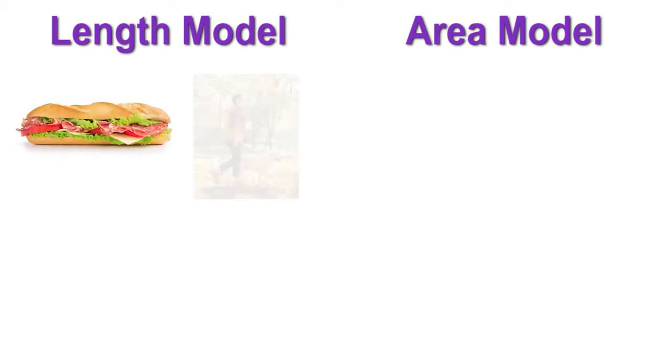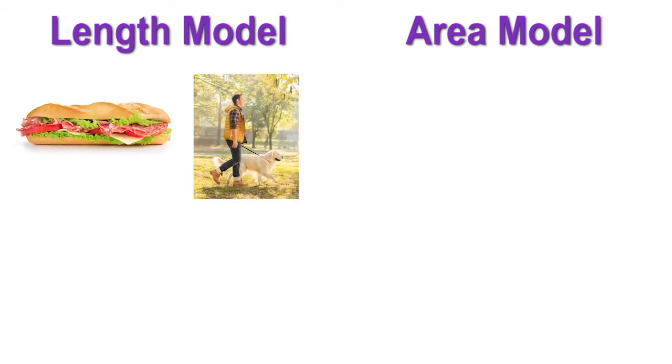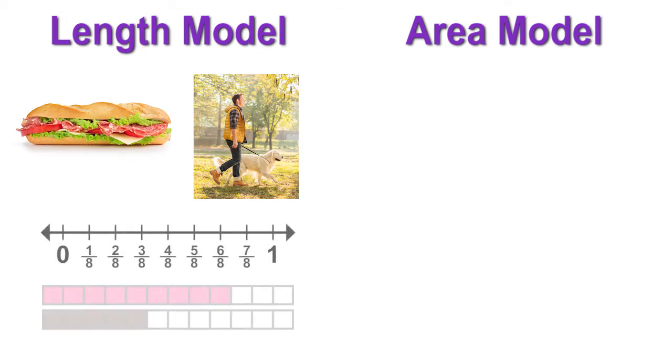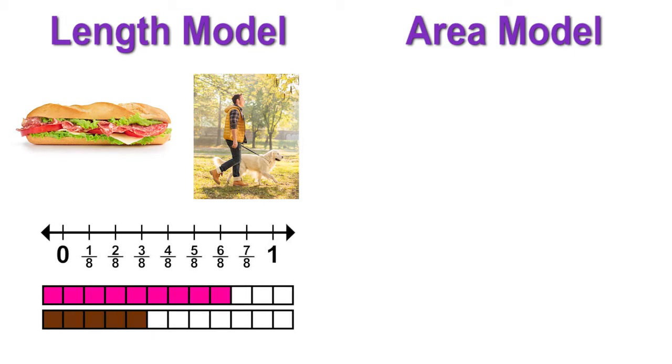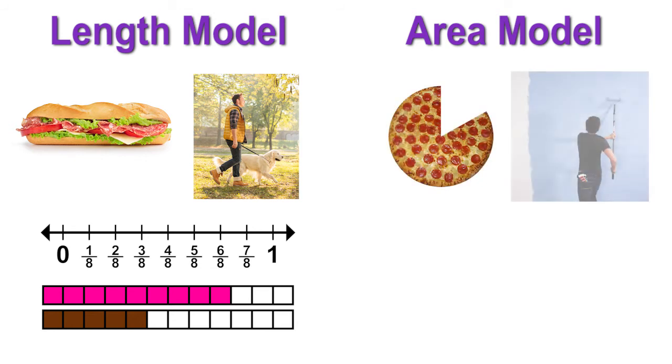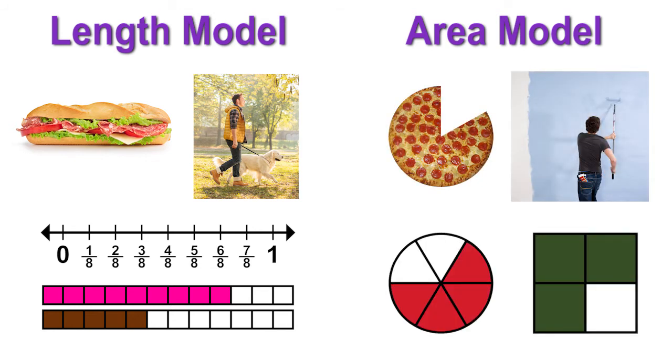Some types of problems better lend themselves to a length model, while other types of problems are better represented with an area model. Problems dealing with hoagie sandwiches or distance walked lend themselves better to a length model, such as a number line or a bar model. Problems involving eating pizzas or painting a room would lend themselves better to area models, such as circles or rectangles.